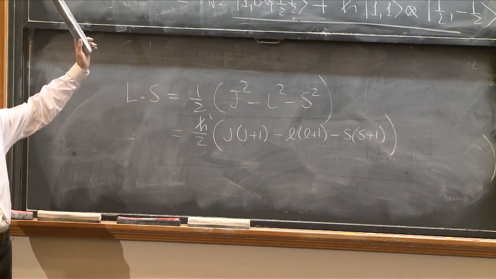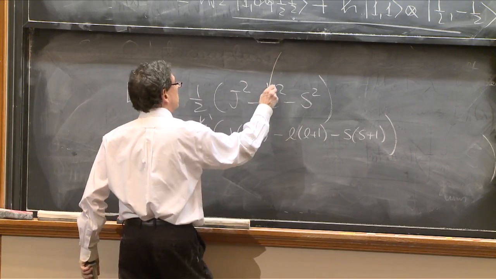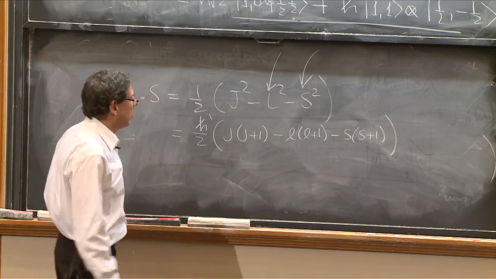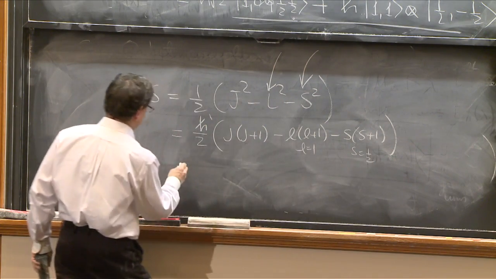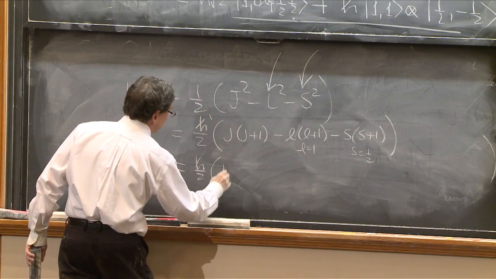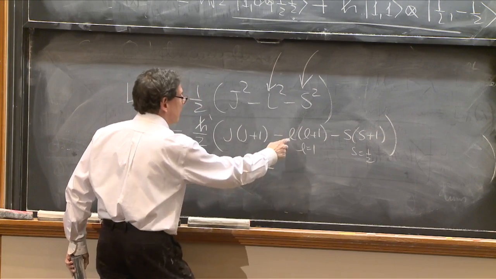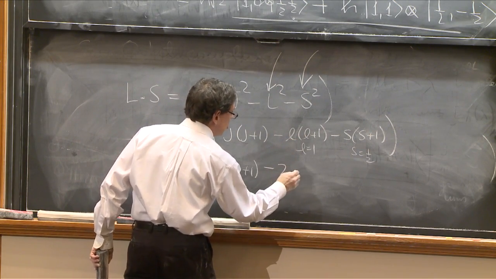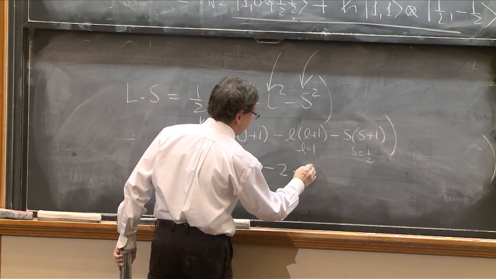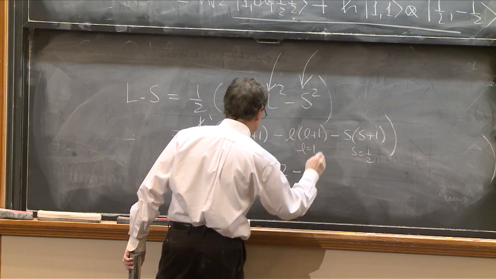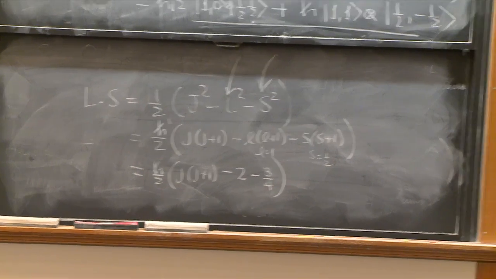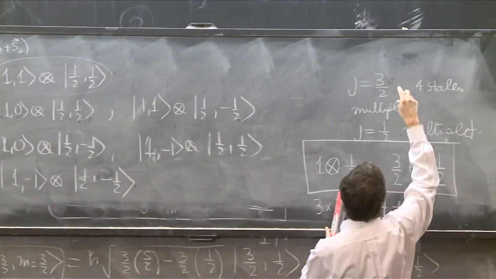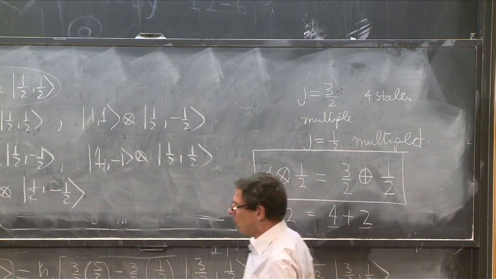Now, all the states that we built have definite values of J squared, definite values of S squared, because L was 1, and S is 1 half. So here you go, H squared over 2, J times J plus 1 minus 1 times 2 is 2 minus 1 half times 3 halves is 3 quarters. And that's the whole story. The whole story, in a sense, has been summarized by this. We have 4 states with J equal 3 halves and 2 states with J equal 1 half.